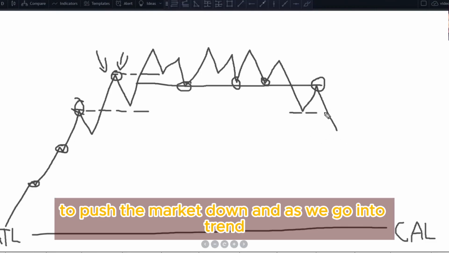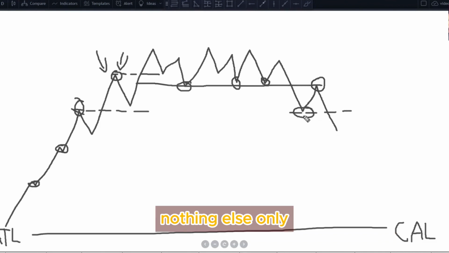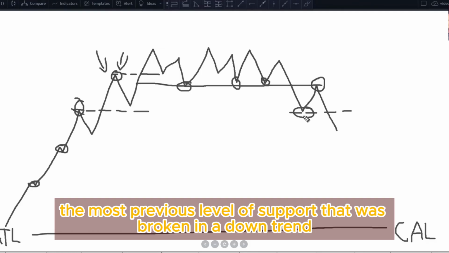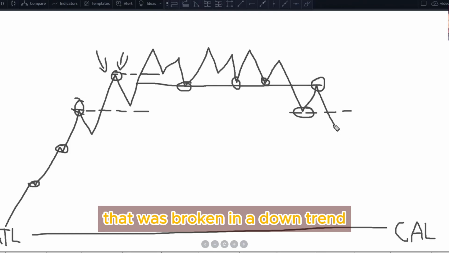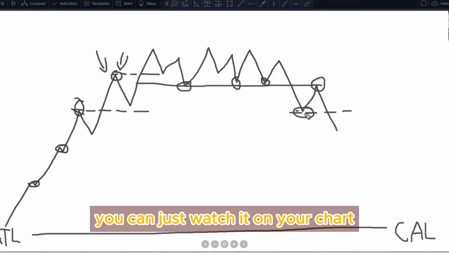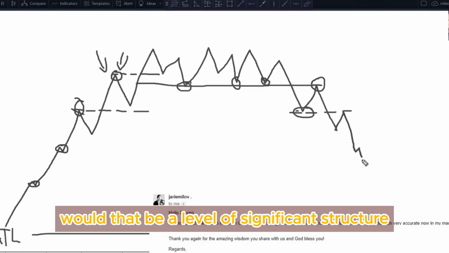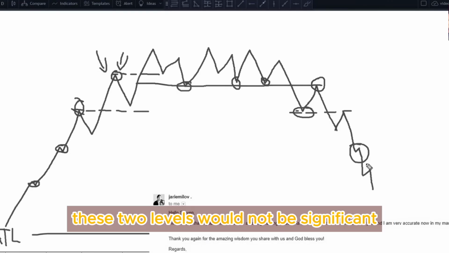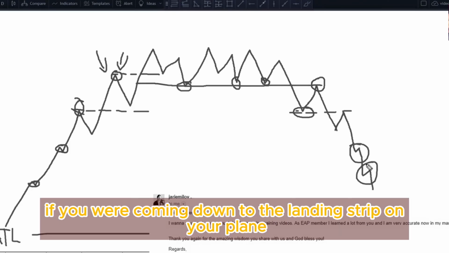And as we go into trend, what we're going to be looking for is just the most previous level of support that was broken in a downtrend, nothing else. So once we have that, we can place a horizontal line there. You can just watch it on your chart, wait for the market to get there, provide you some kind of reason for entry, and push back down. Now tell me something. Would that be a level of significant structure? No. These two levels would not be significant. You would not remember that as turbulence if you were coming down to the landing strip on your plane ride.